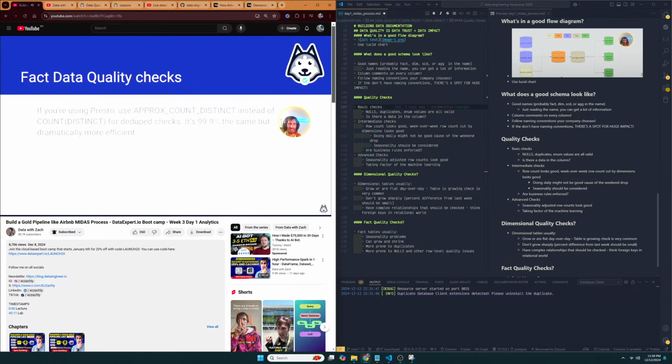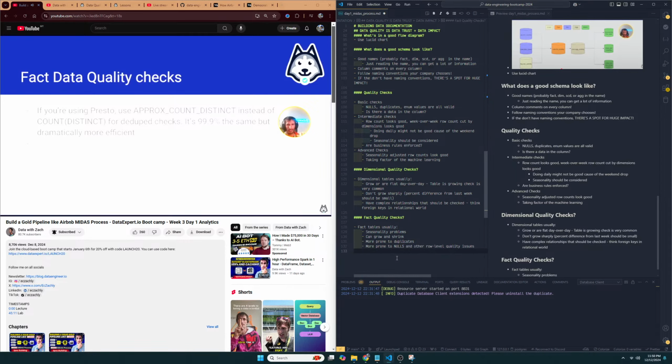Okay. Last thing I want to talk about is dupes. When I was talking about dupes for fact data, don't use count distinct. When you're in Presto, just don't use it. It's so terrible. A lot of times, especially if you have high volume fact data, Presto will just die because count distinct in Presto is terrible.